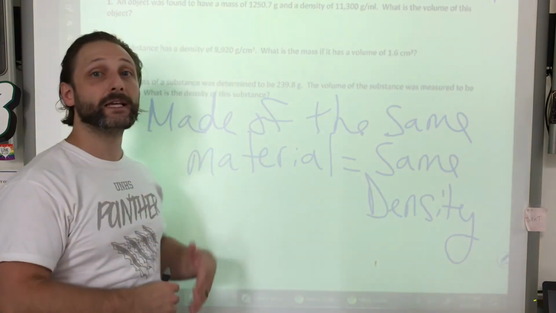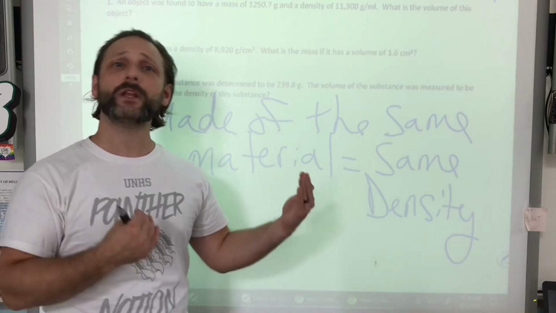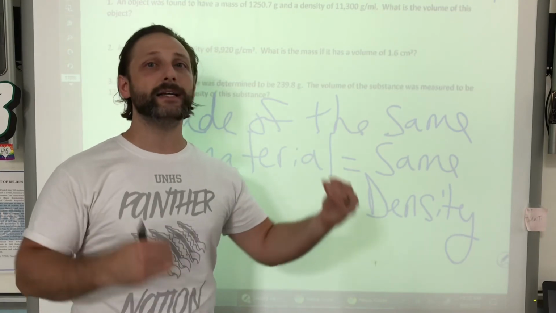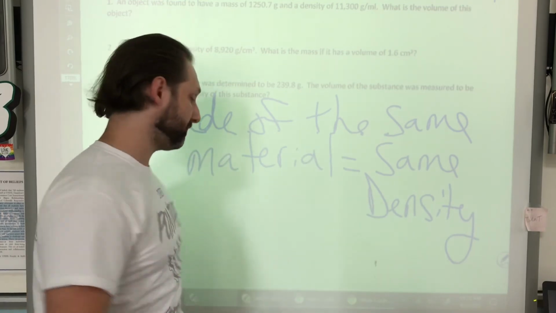But if I have something like wood and aluminum, they're made of different materials, they have different spacing of atoms inside, then the densities will be different.